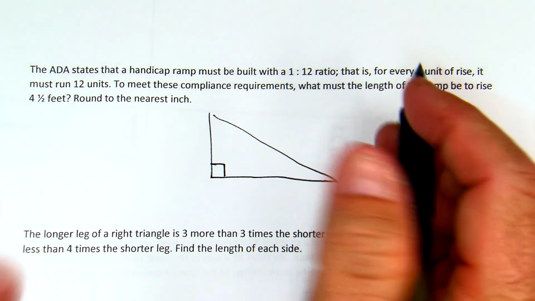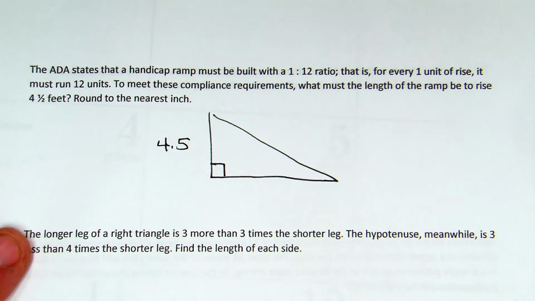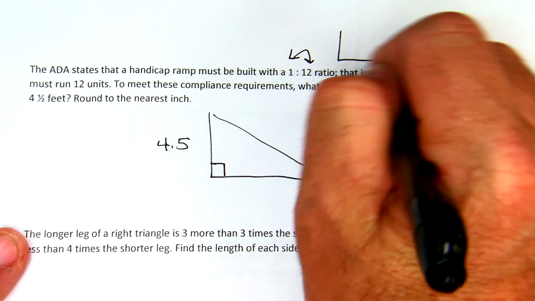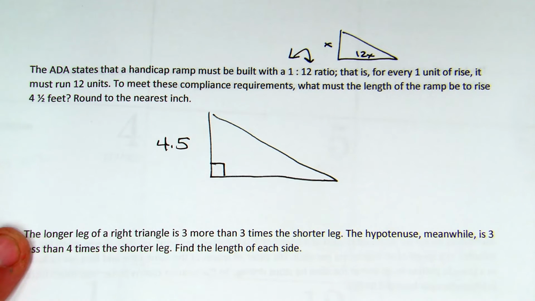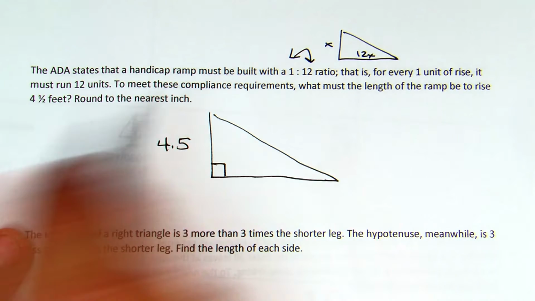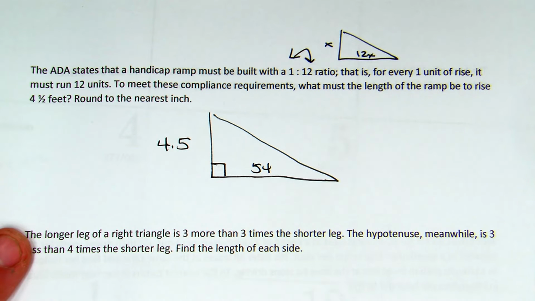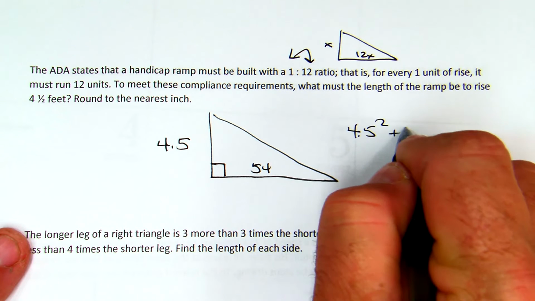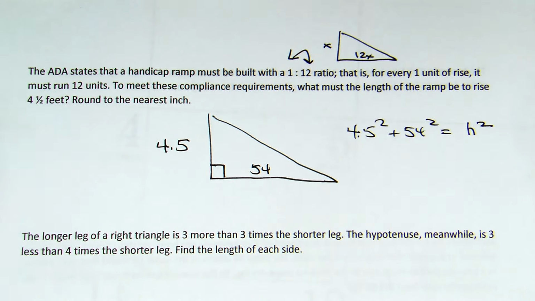Alright? So my rise is 4.5. The ratio being 1 to 12 means that in the triangle, whatever that length is, that's 12x, or 12 times it. So I can take the 4.5 and multiply by 12, and I get 54. From there, I'm going to use the Pythagorean theorem: 4.5 squared plus 54 squared equals the hypotenuse squared.